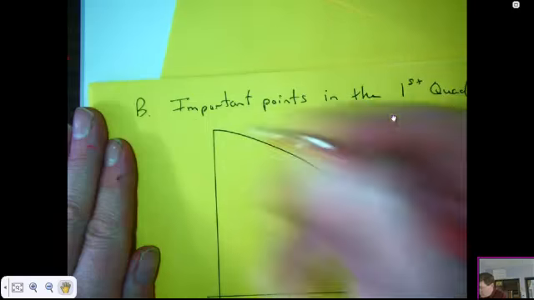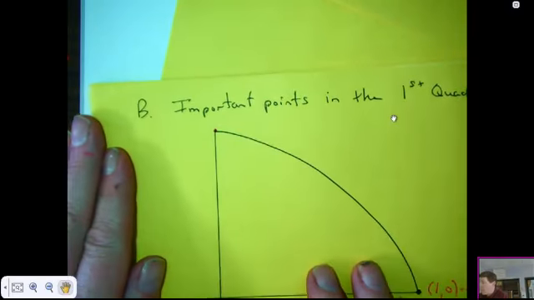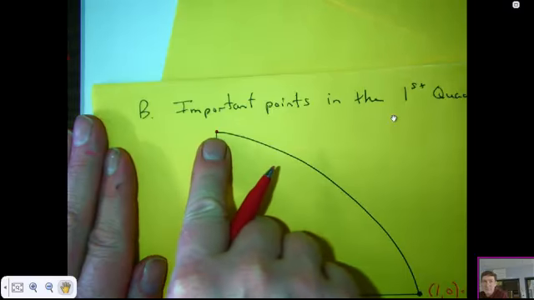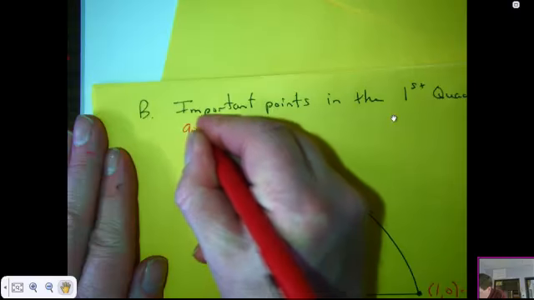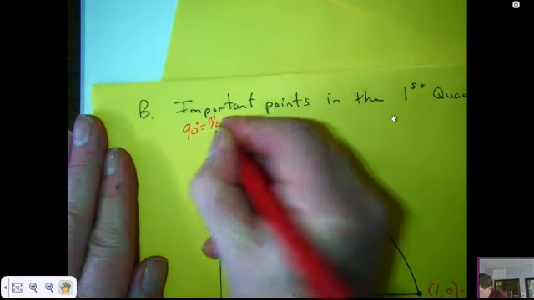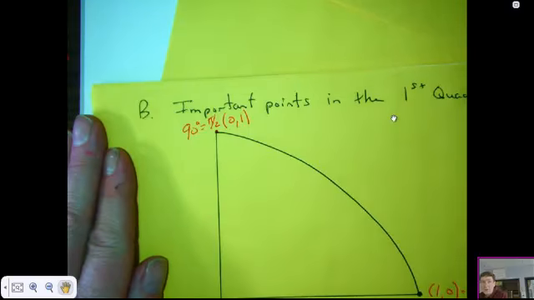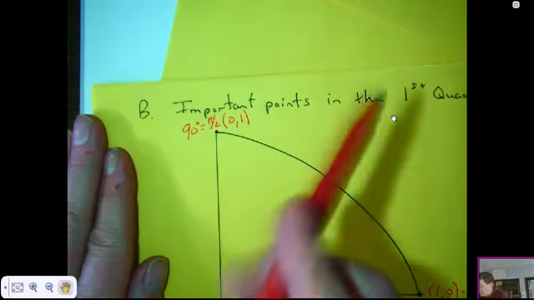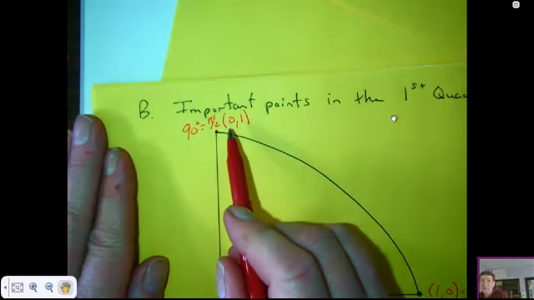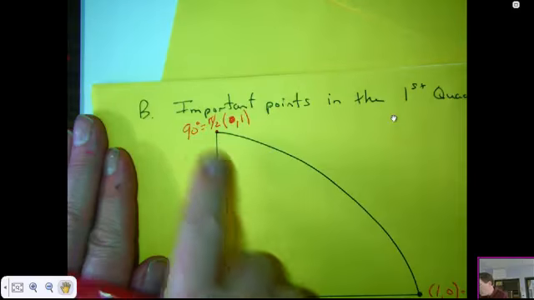Okay, let's pick another one that's very simple. We look at the one up here. First off, what angle is this? 90. So this is 90 degrees, which would be pi over 2 radians. It's 0, 1. So the cosine of 90 degrees is 0. The sine of 90 degrees is 1.